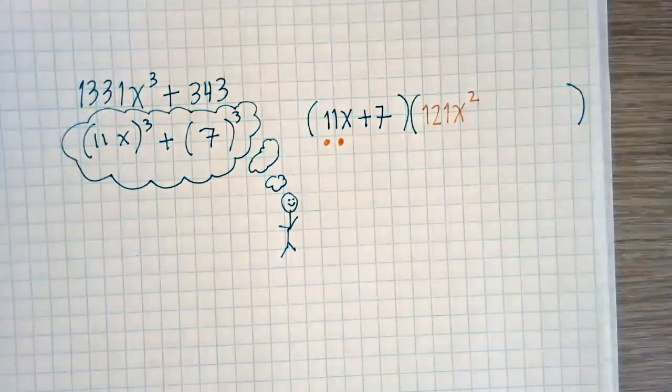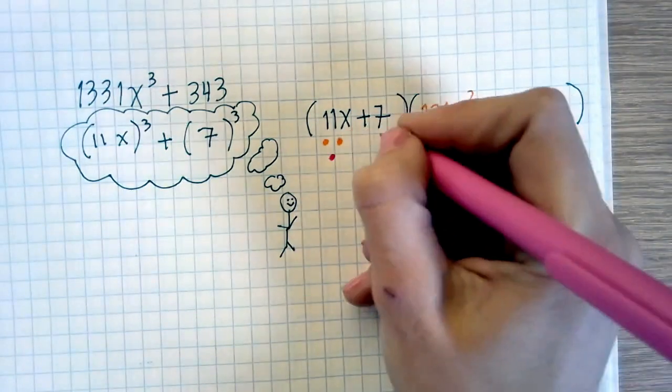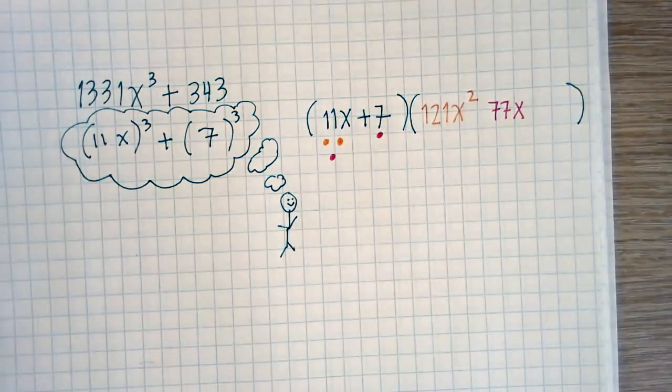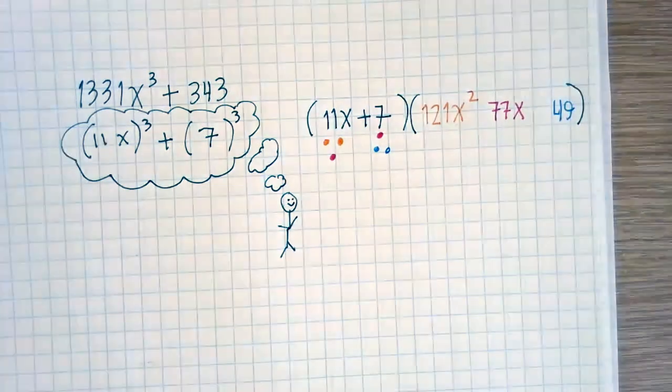121x squared. Good. Next part of the cheap trick. What is 11x times 7? 77x. Next, what is 7 times 7? 49. Again, this is not what's happening. It's just a cheap trick.